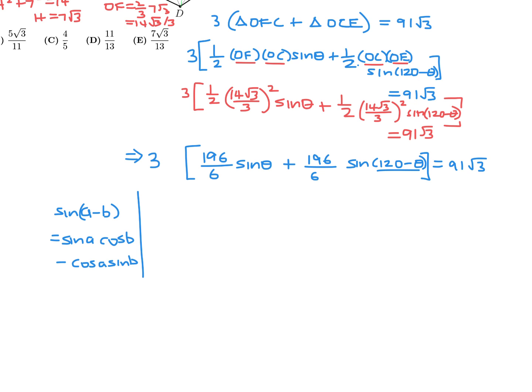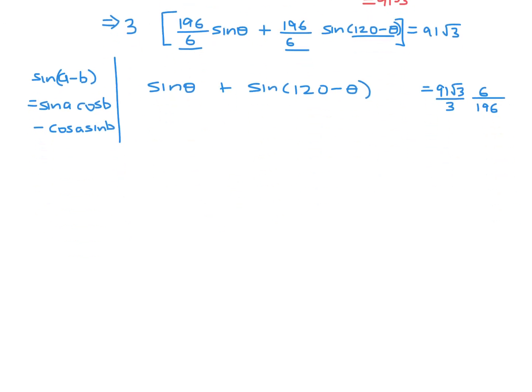And now I can just do this. First, let me just do that. That gets rid of the 3. And then multiply it by that 6 and 196. That way I can get rid of these guys. And that will just leave me with the sine of theta plus the sine of 120 minus theta. Yeah, that's really helpful.